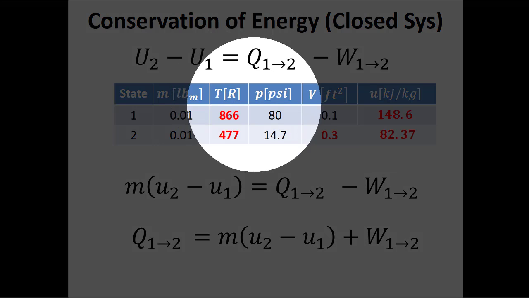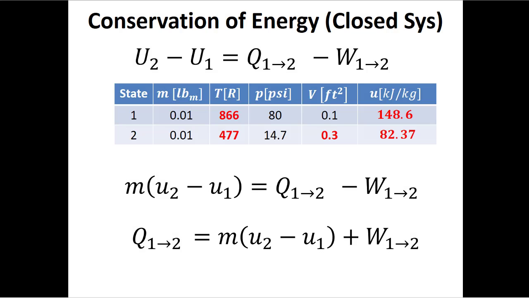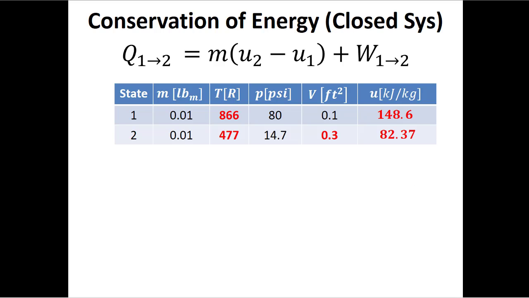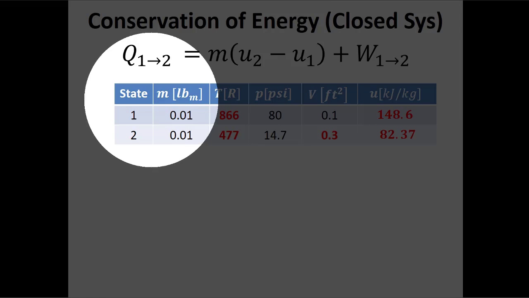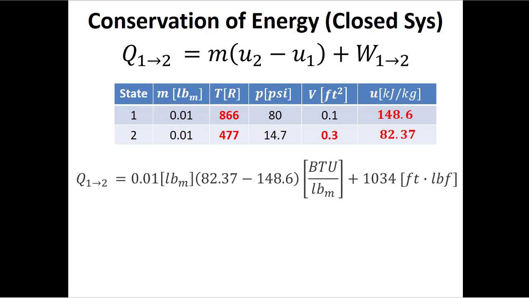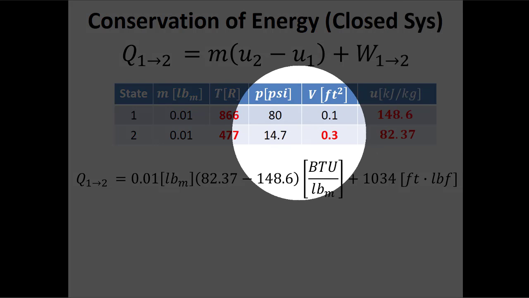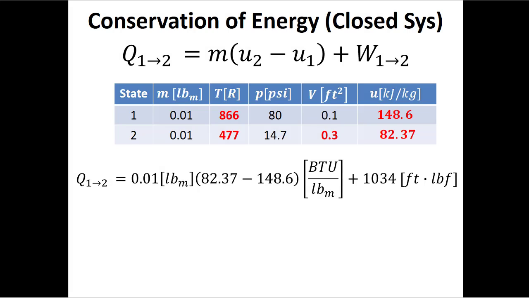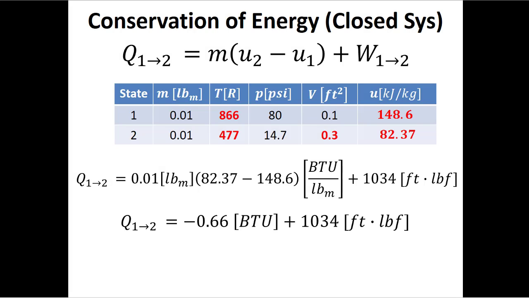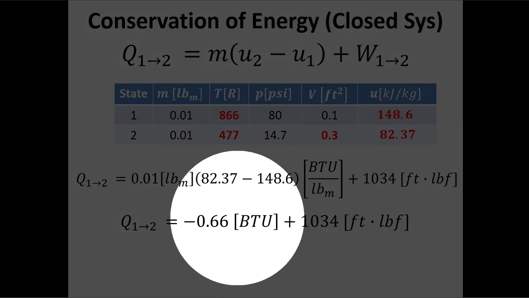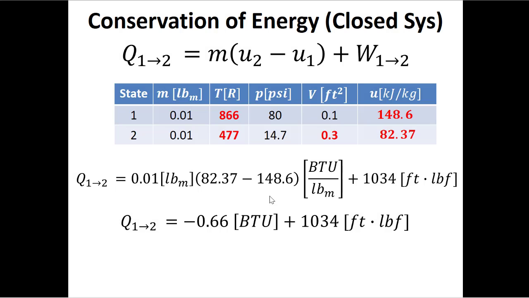I can rearrange for Q because Q is the thing that I don't know here. So Q is equal to M times the change in specific internal energy plus the work from 1 to 2. That equation now came up here to the top. And now hopefully I have all the information that I need. I know the mass, I know the change in specific internal energy, and I know the work. So when I work this out, I get to this problem. Before, I saw that my delta U was something like minus 500 and something when I was using constant specific heats. And here it says it's minus 0.66. My work is still 1,034.